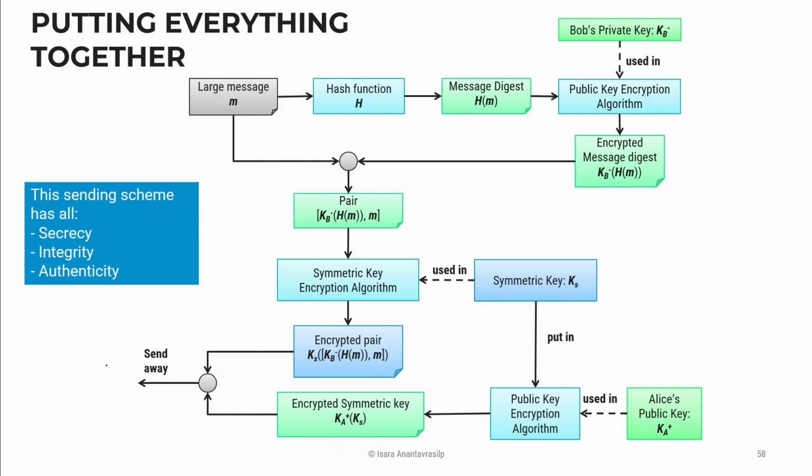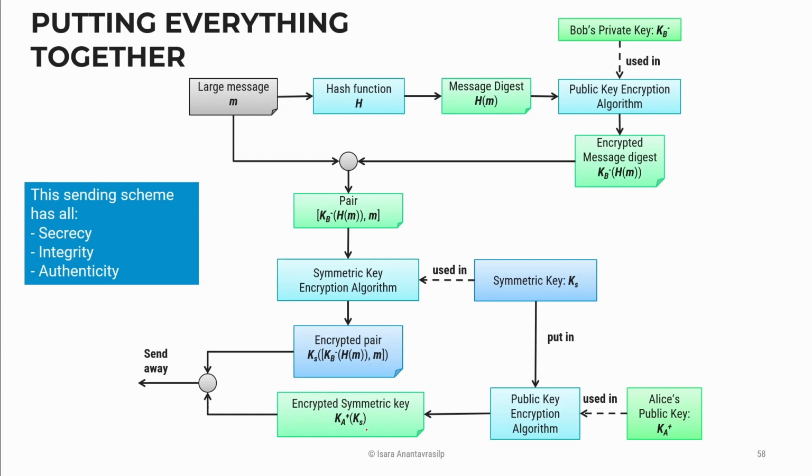Up to this point, I think you can guess that Alice can use her private key to decrypt this key KS, and then once she has this key KS, she can decrypt the entire pair, okay? After that, she can use Bob's public key to get the H of M, and then she can apply the hash function over this M to make sure that this H of M and this H of M are the same. And then now you have it. She has the integrity. And she has the integrity because the message is encrypted using this symmetric key that is encrypted using her public key.